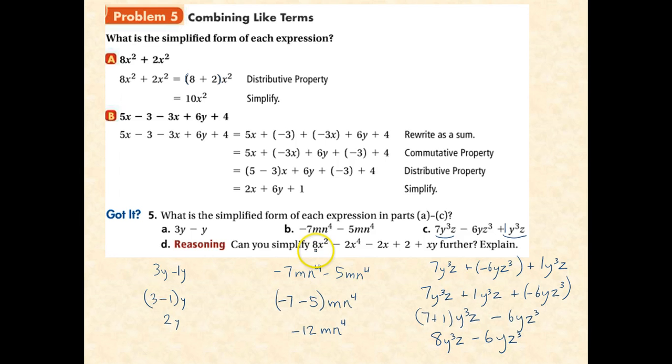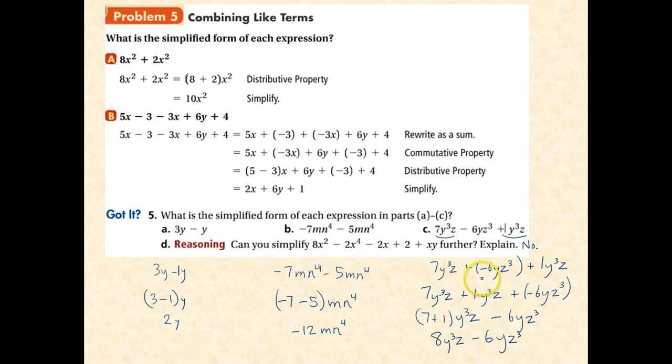D, can you simplify 8x squared minus 2x to the fourth minus 2x plus 2 plus xy any further? And the answer is only if we have like terms. Do we have any like terms? x squared. Do we have any other x squareds? No. x to the fourth. Do we have any other x to the fourths? No. x. Do we have any other terms with just x? No. Constant. Do we have any other constants? No. xy. Do we have any other terms with xy? No. So can you simplify this? No.